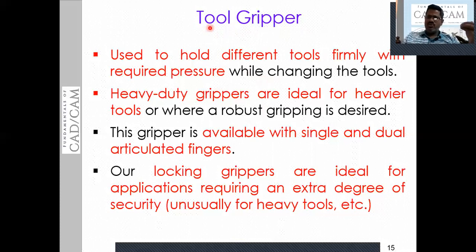Not only the tools, the tool gripper is also used to hold tools as well as the devices, whatever you want, firmly. Firmly means with the required pressure. Suppose you want to move a device from one location to another location.